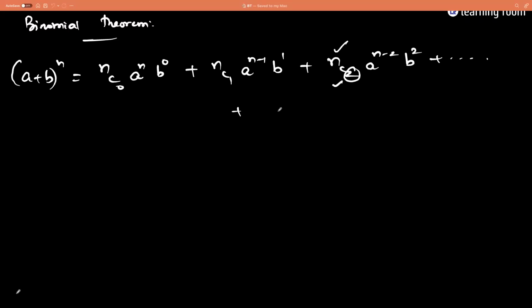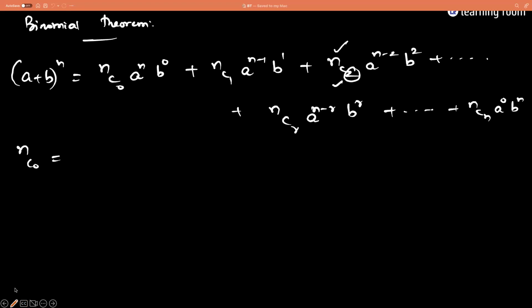If I go like this, what is going to be the general term? The general term will be nCr a power n minus r into b power r. What will be the last term? The last term will be nCn a power 0 and b power n. Am I right? Yes, sir. Now the next question is, what is nCr equal to? What is your understanding of it? Hari Raghav?